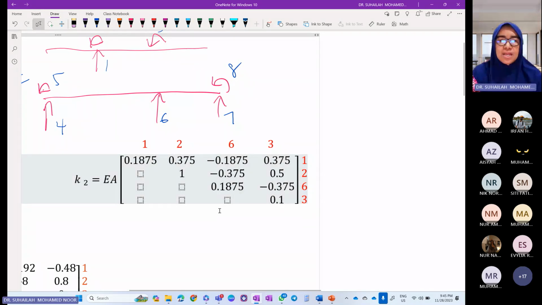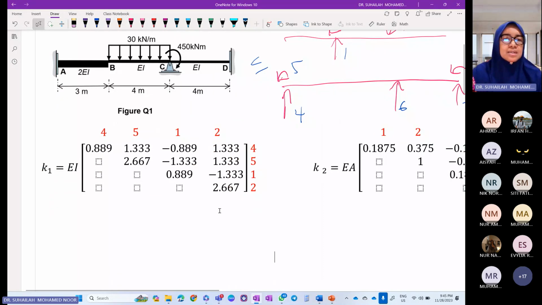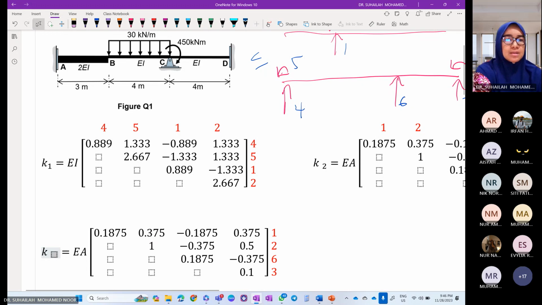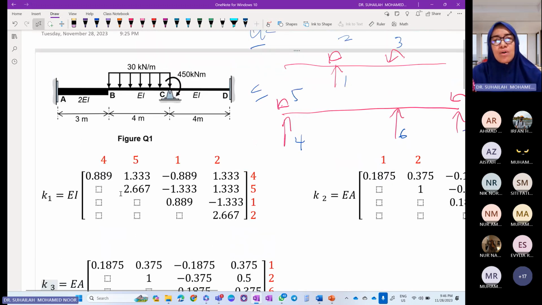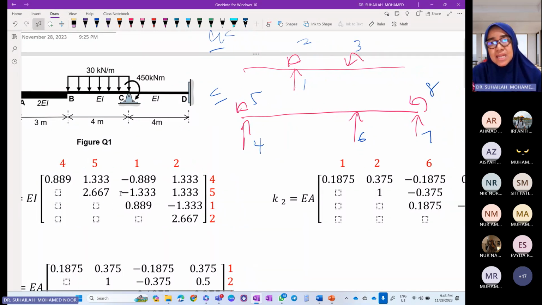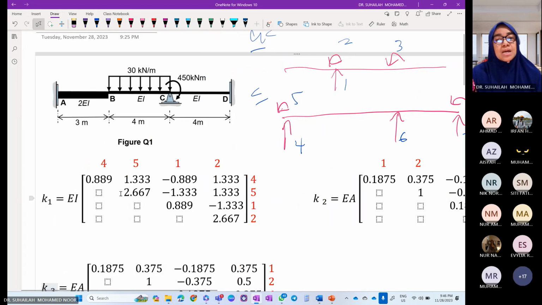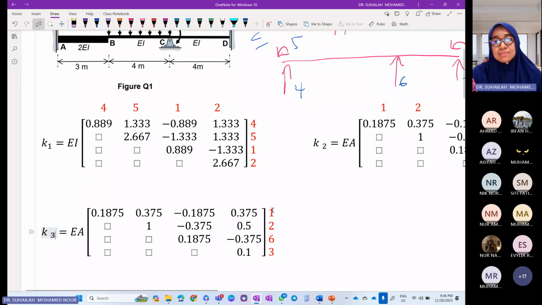For K3, it is actually the same answer, but the label is different. This is K3. At C, the label is 63. At D, the label is 78. So it is 6378.